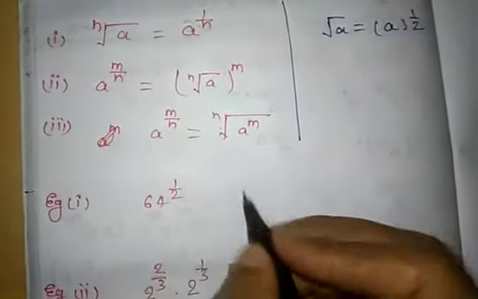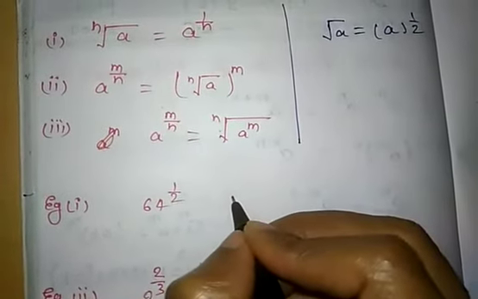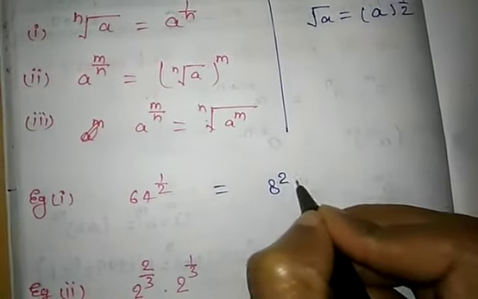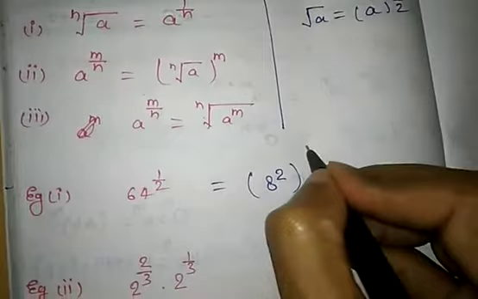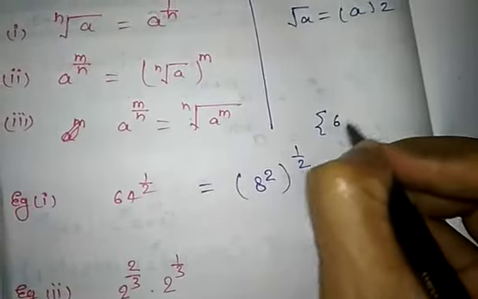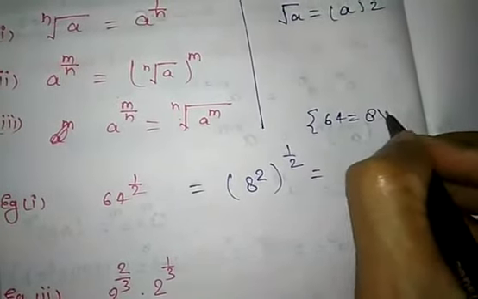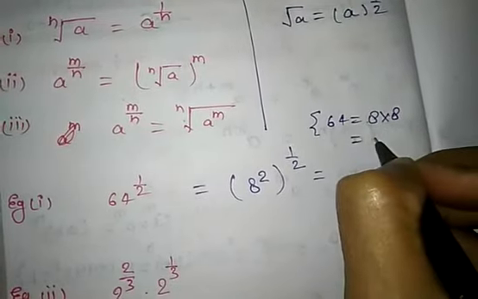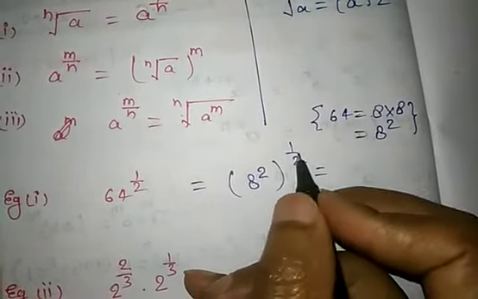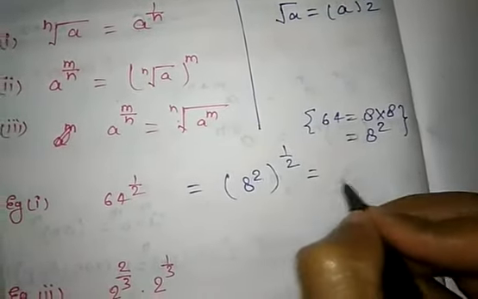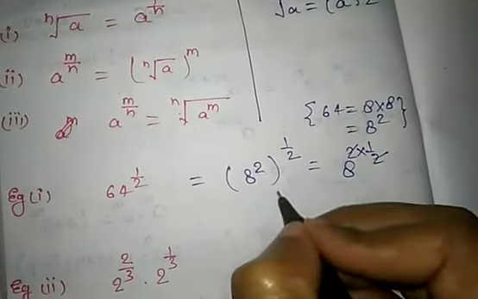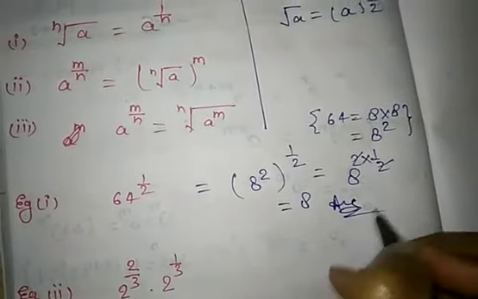So trying to solve this, 64 power 1 by 2. This can be written as 8 power 2, whole power 1 by 2, because 64 is equal to 8 into 8, and 8 into 8 can be written as 8 power 2. So 64 is written as 8 power 2. 8 power 2 into 1 by 2, the 2s cancel, and we get 8 as the answer.